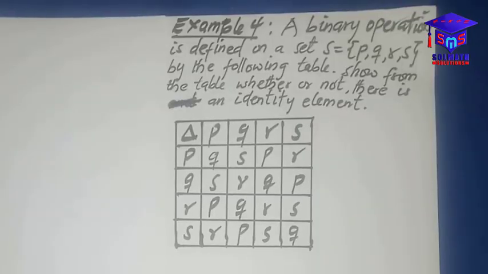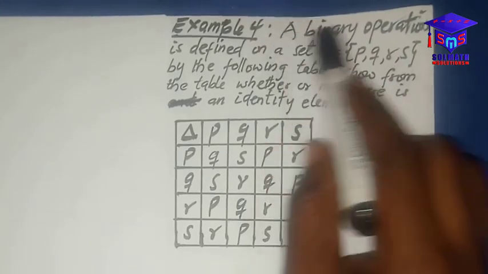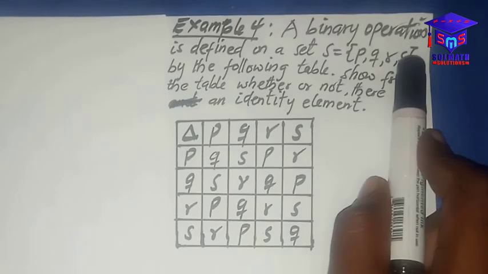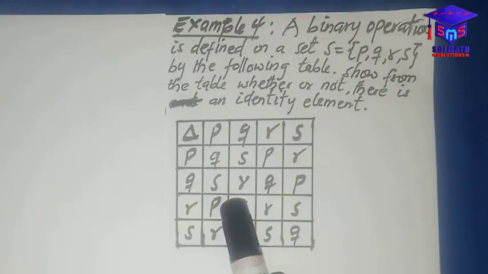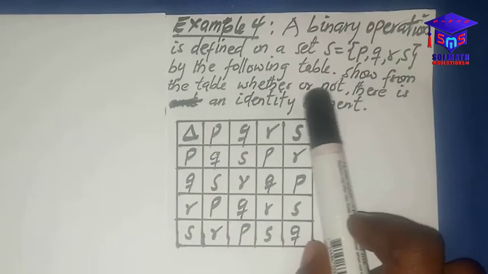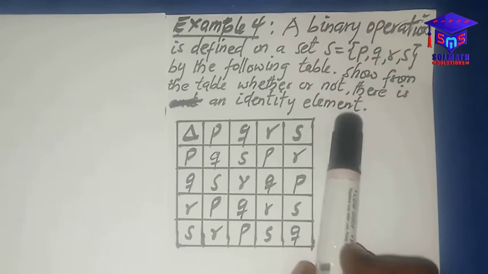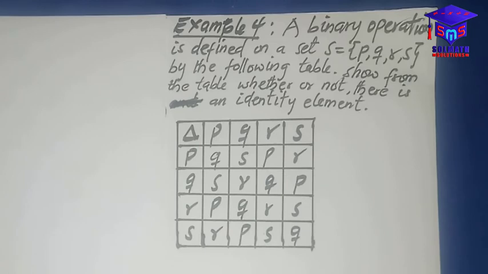Let's take the last example. This one says that a binary operation is defined on the set S, which contains these elements, by the following table, the table we have over here. Good. Now we are supposed to show from the table whether or not there is an identity element. Alright, good. So we should check whether we have an identity element.